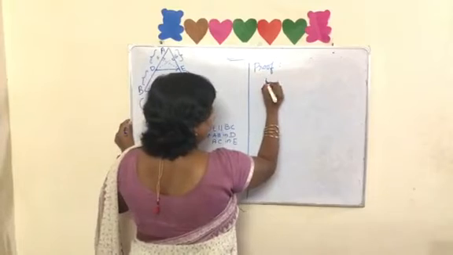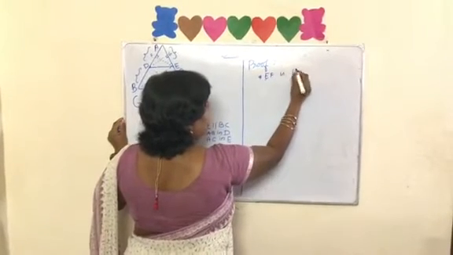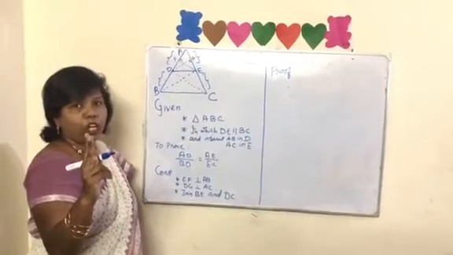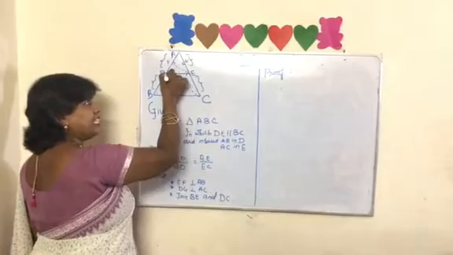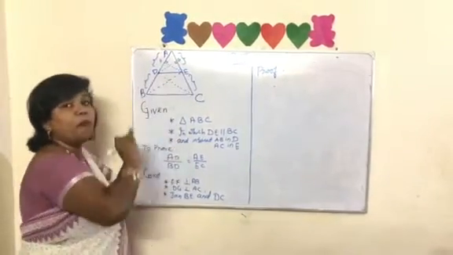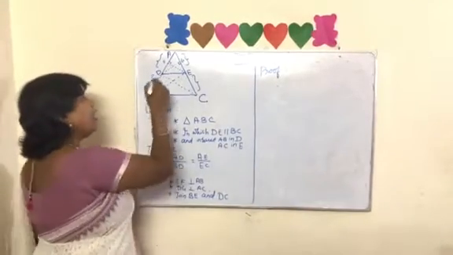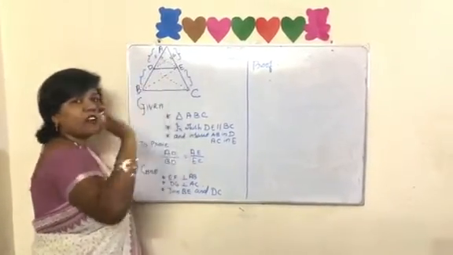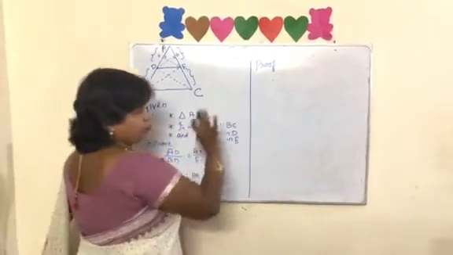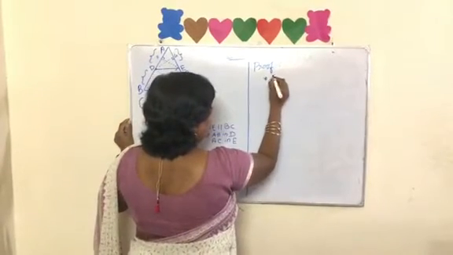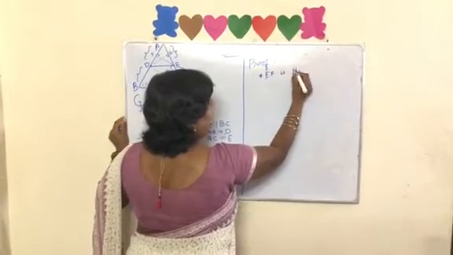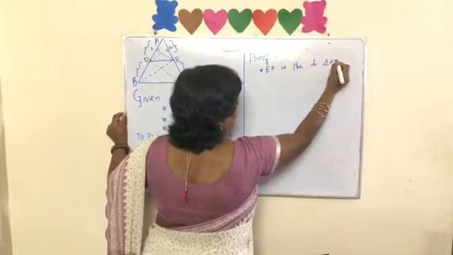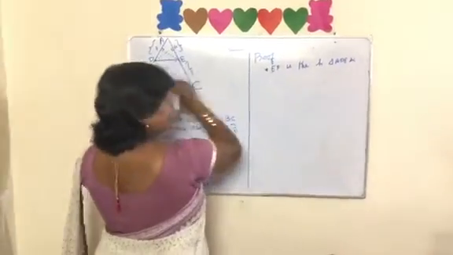The first step: EF is the height, I shall write shortly as H, height of triangle ADE and triangle BED.